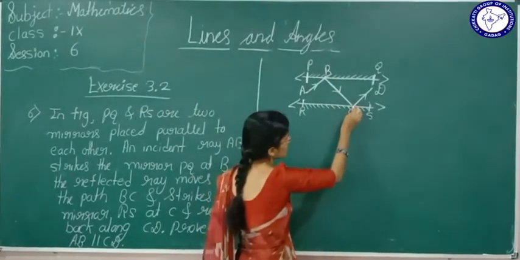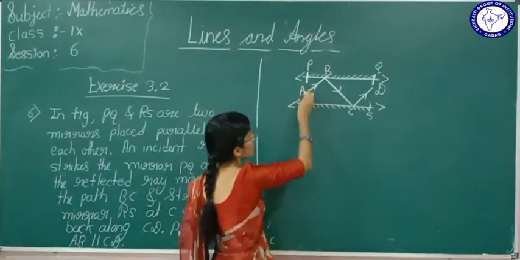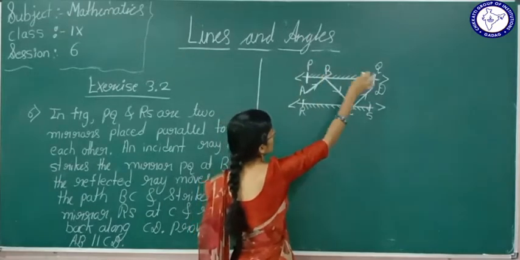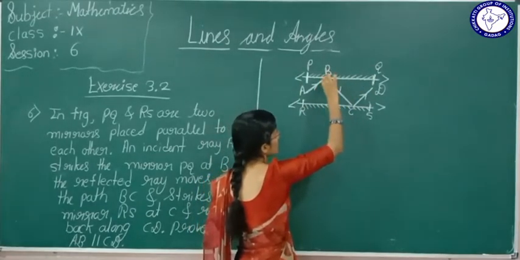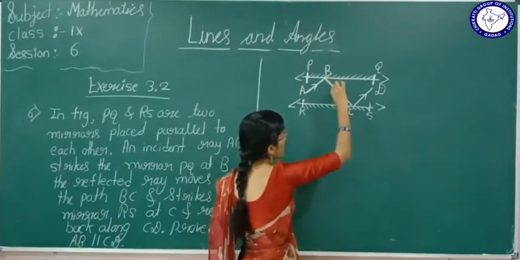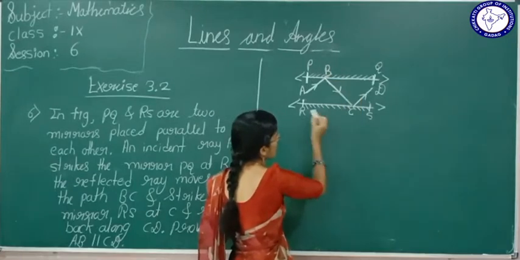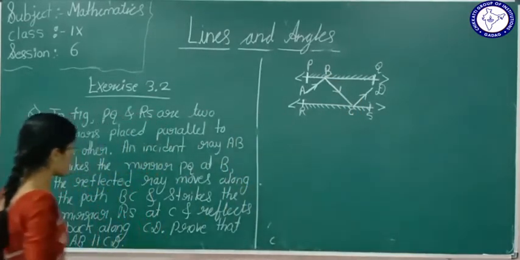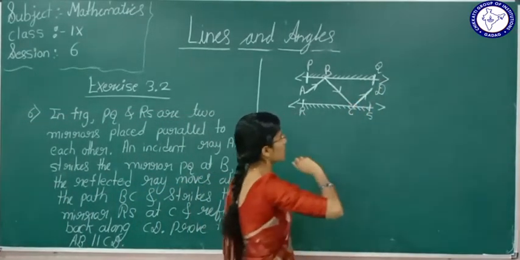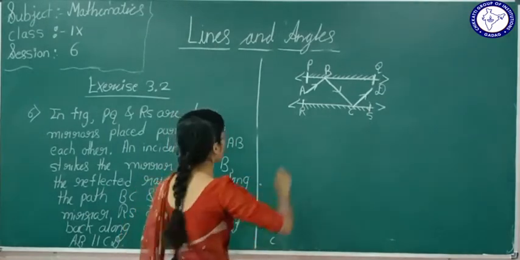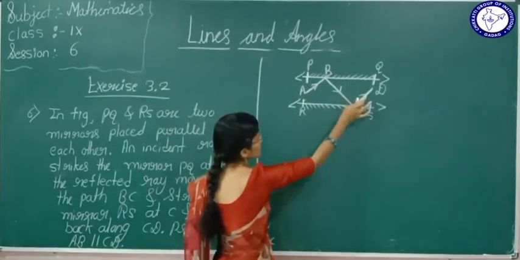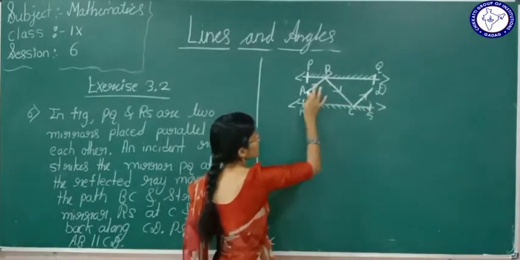Once more: the incident ray AB strikes the mirror PQ at B, and the reflected ray moves along the path BC and strikes RS at C. It then reflects back along CD. We have to prove that AB and CD, these two lines, are parallel.